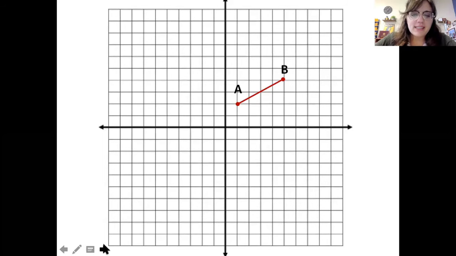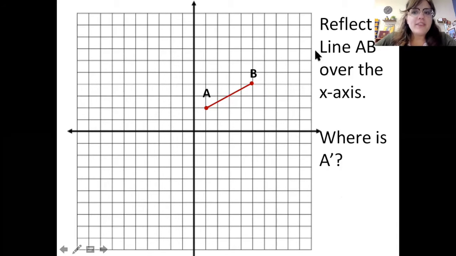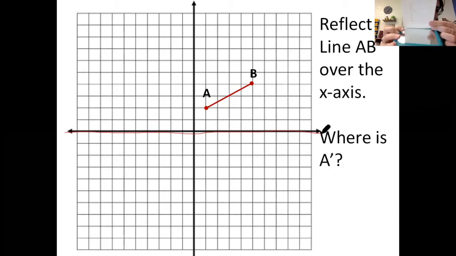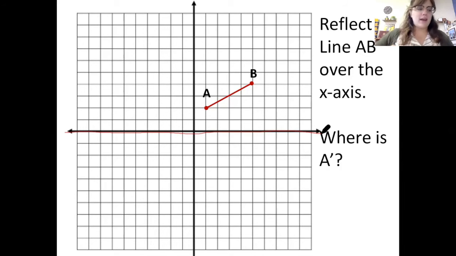All right, we have that same line. Reflect line AB over the X axis. So remember, our X-axis is this one right here. So a reflection over the X-axis is going to take it from quadrant 1 to quadrant 4. It's going to flip it down. I'm going to let you guys do that one on your own. And now I'm going to kind of go over it.